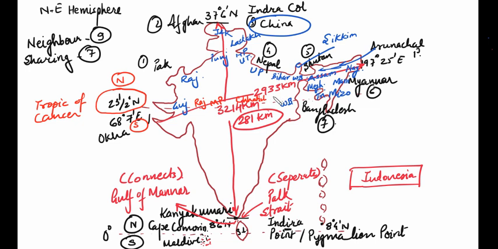then Jharkhand, then West Bengal, Tripura, Mizoram. So this Tropic of Cancer passes through 8 states. Gujarat number 1, Rajasthan number 2, MP number 3, Chhattisgarh number 4, Jharkhand number 5, West Bengal number 6, Tripura number 7, Mizoram number 8. Okay, so from west to east, these are the 8 states through which Tropic of Cancer passes.